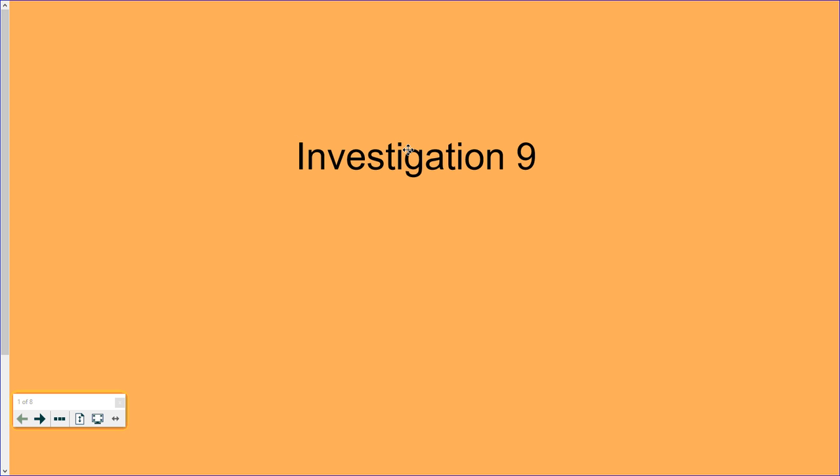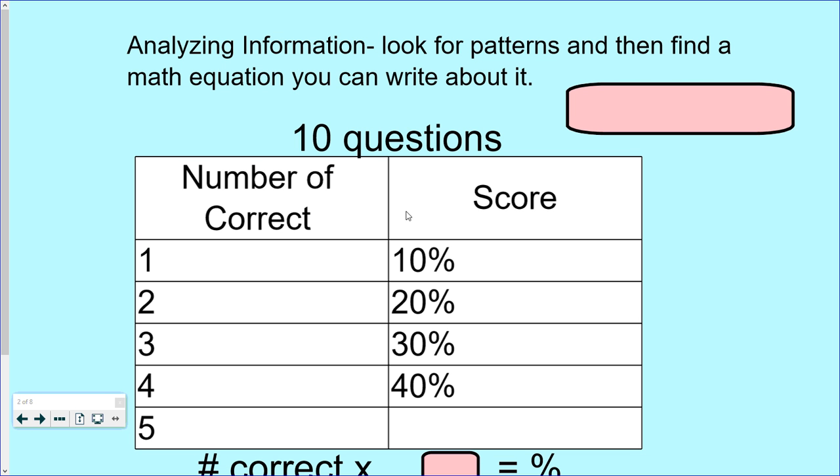I am going to go over things for your investigation review. First of all, on investigation review, we have a couple of topics. The first topic is analyzing information and looking for patterns, and then finding a math equation that we can use. So we're going to look at an example.